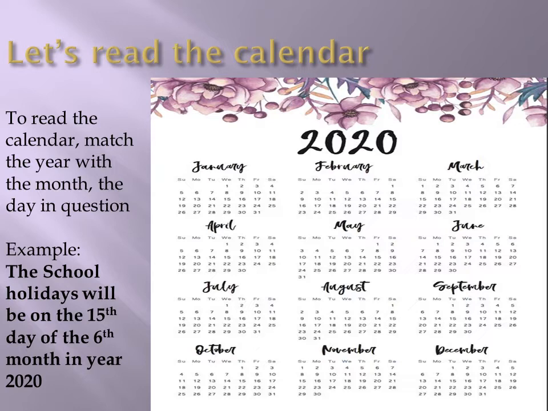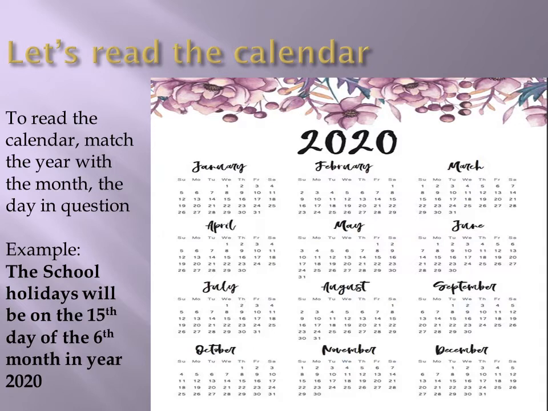Now you know the month begins by January and ends in December, right? We have 12 months in the year, and the 12 months are displayed in the calendar that I have here on the screen. So let's count. January 1st month, February 2nd month, March 3rd, April 4th, May 5th, June happens to be the 6th month in the year 2020. And it says the school holidays will begin on the 15th day.